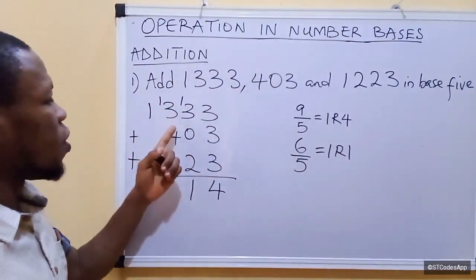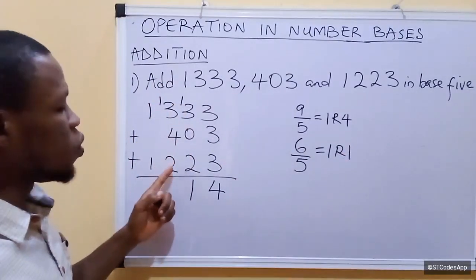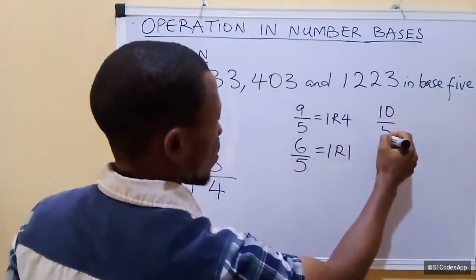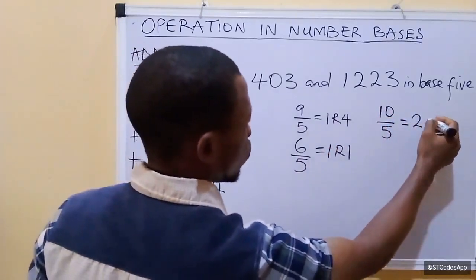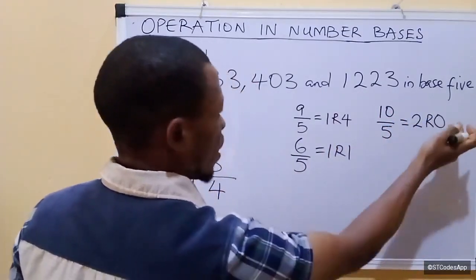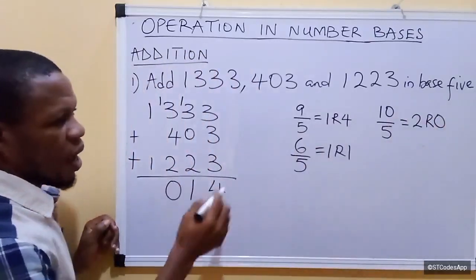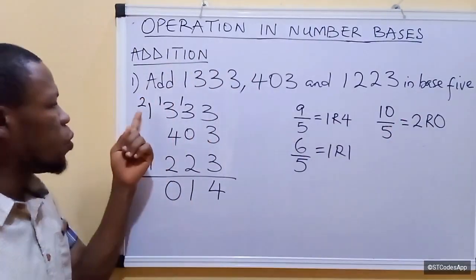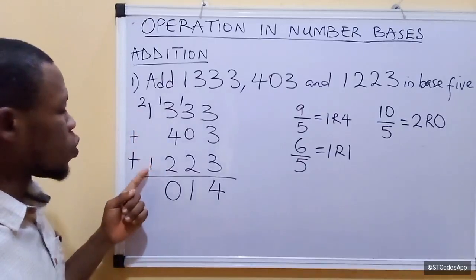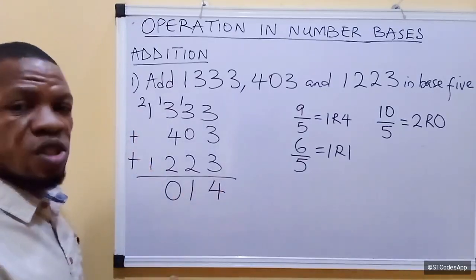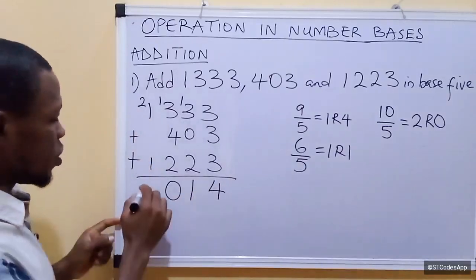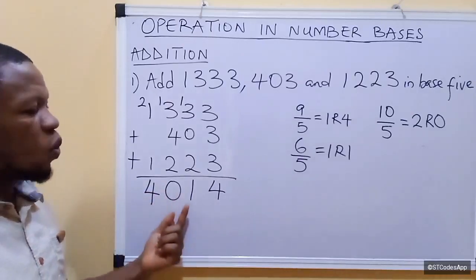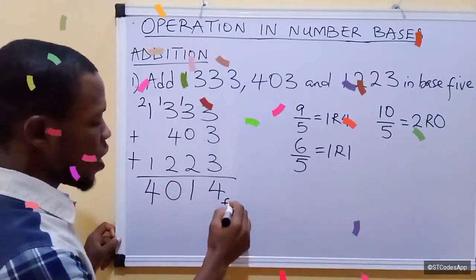Now we have 1 plus 3, which is 4, plus 4, which is 8, plus 2, which is 10. So here we have 10 divided by 5, and that gives us 2, remainder 0. Now we are taking our 0 as the main answer and carry over the quotient, which is 2, to the next place value. So here we have 2 plus 1, 3, plus 1, 4. Now 4 is not up to 5, which is the base we are converting to, so we'll simply put it down, 4. So at the end of the day, we have arrived at 4014 in base 5.